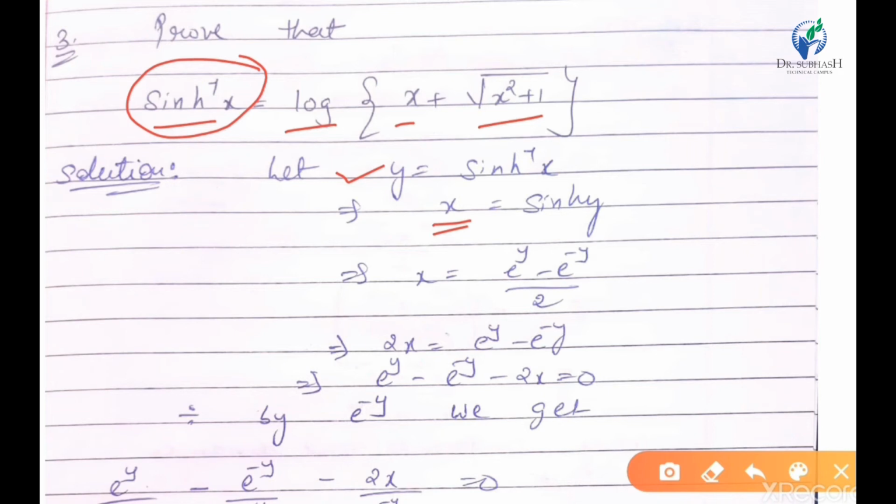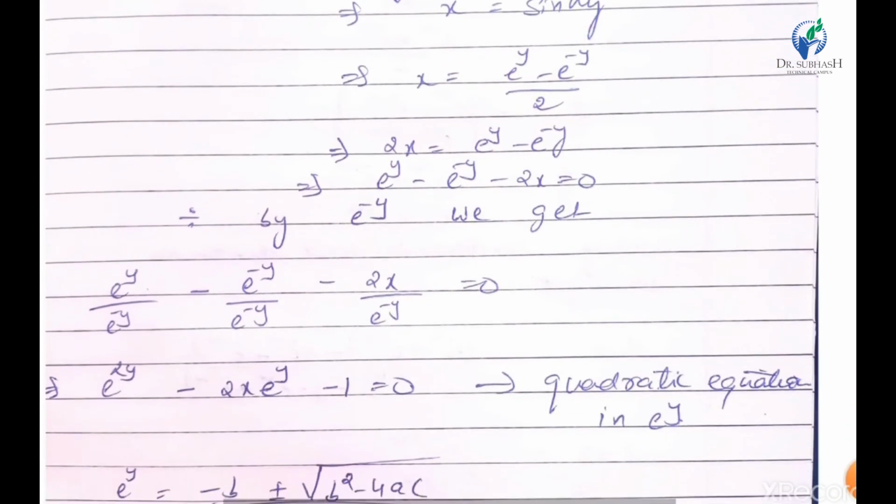Now we have just seen the formula for the hyperbolic function. Okay, so sinh y will be equal to e raised to y minus e raised to minus y, over 2. This 2 will multiply here, so we get 2x equal to e raised to y minus e raised to minus y. Okay, so now we will take this 2x to the other side, so we get e raised to y minus e raised to minus y minus 2x equal to 0.